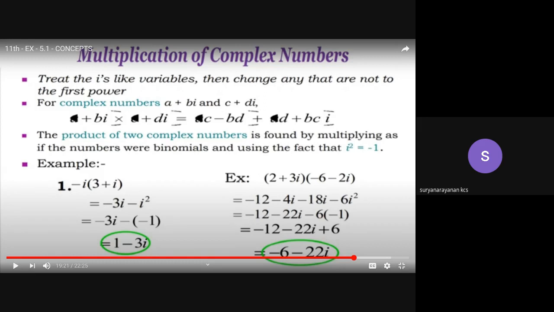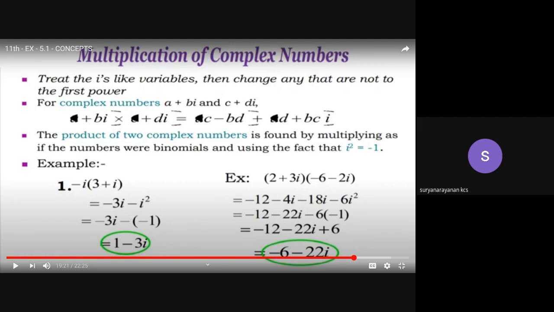Now see example 2. 2 plus 3i into minus 6 minus 2i. Here also we have to multiply these two expressions. Imagine these two are algebraic expressions. So how do you multiply two algebraic expressions here? Within these brackets, two terms are there, and within the second brackets there are also two terms. So we multiply these two algebraic expressions.